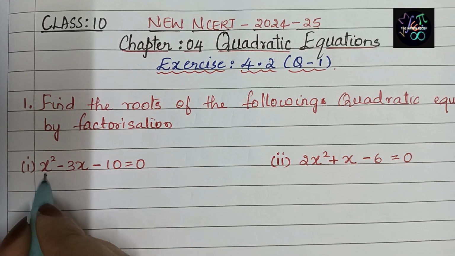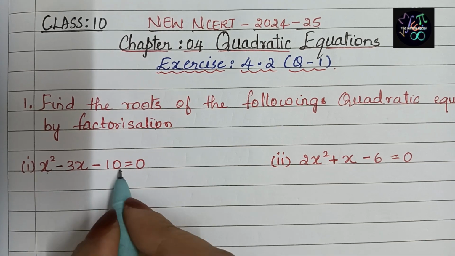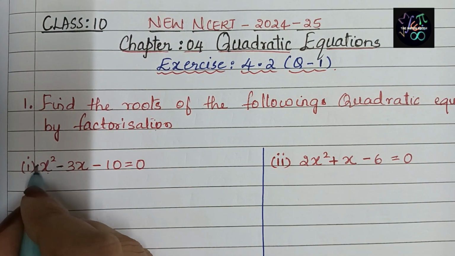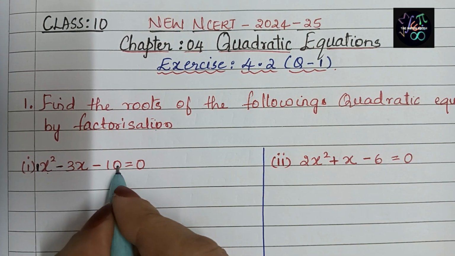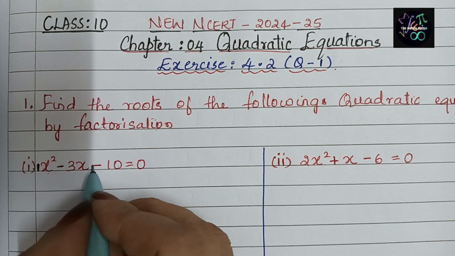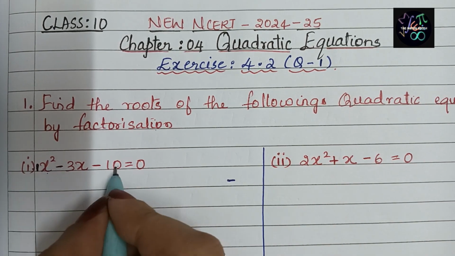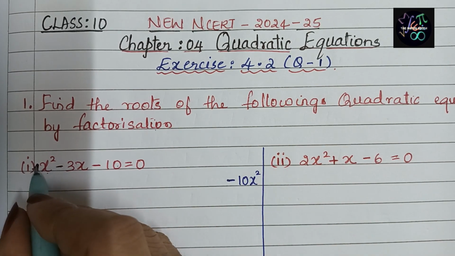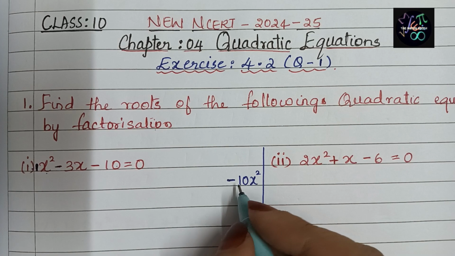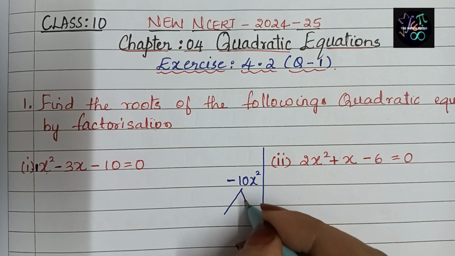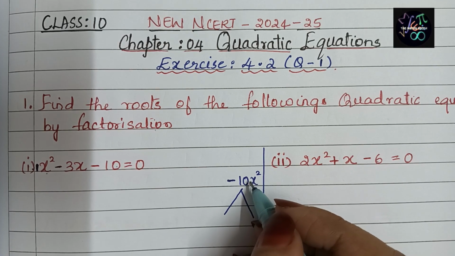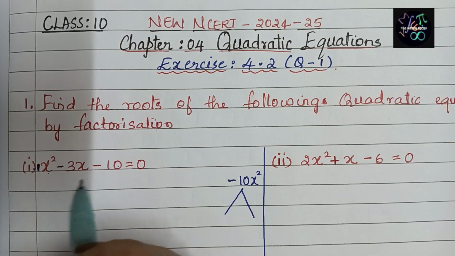Here the first question is x square minus 3x minus 10 equal to 0. What we have to do is multiply the first and last number. Here nothing means 1. 1 tens are 10. First let us see the sign: plus, minus, minus 10 into x square, 10x square. First and last number we have to multiply it. Now we have to find two such numbers. When we multiply we should get this number, and when we add or subtract we should get the middle number.